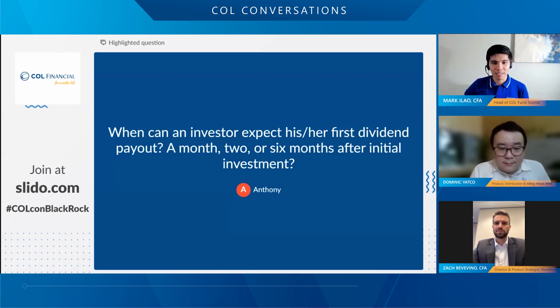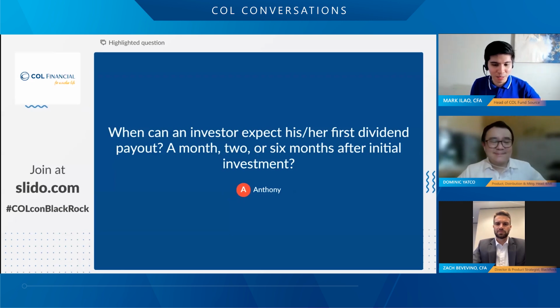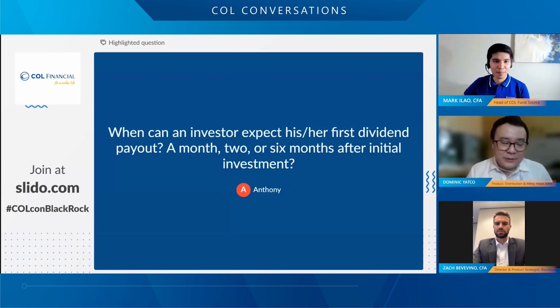Okay, when can an investor expect his or her first dividend? A month to 6 months from initial investment? Dom, maybe we can just clarify the logistics. I understand there's already a regular schedule for this fund in terms of payouts. Maybe you can describe it to our clients. Yeah, so the fund has a record date as of every month end. So if you are invested at month end, you are entitled to receive the dividend, which is paid out 15 days after the record date.